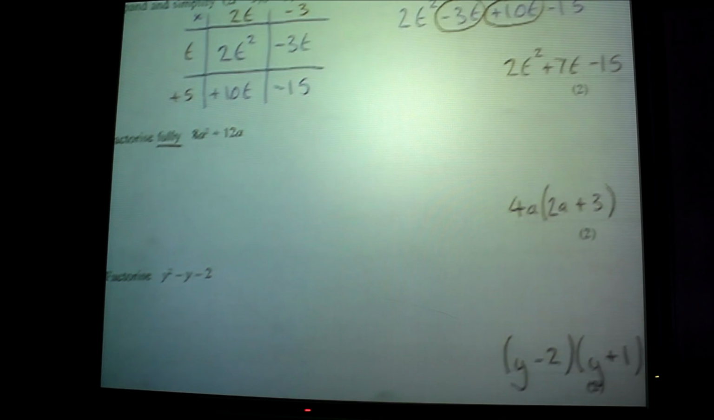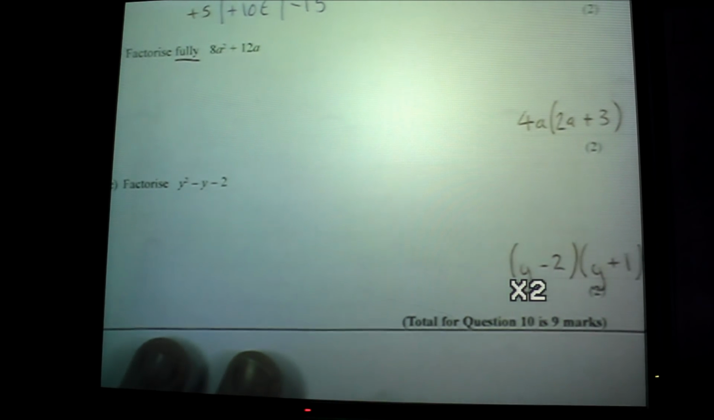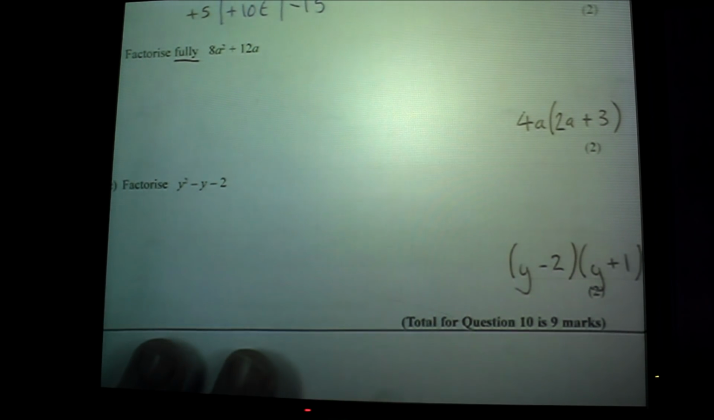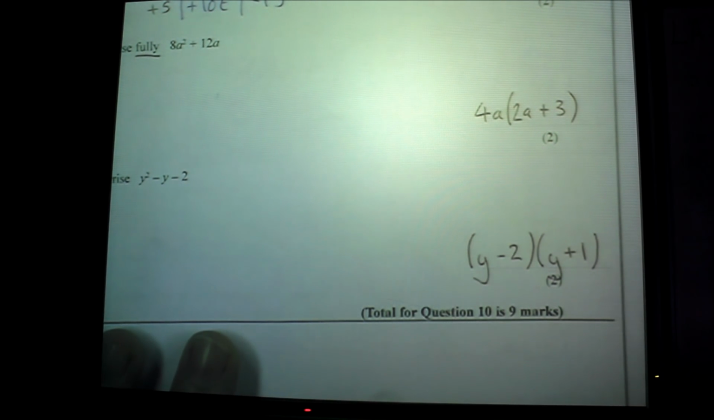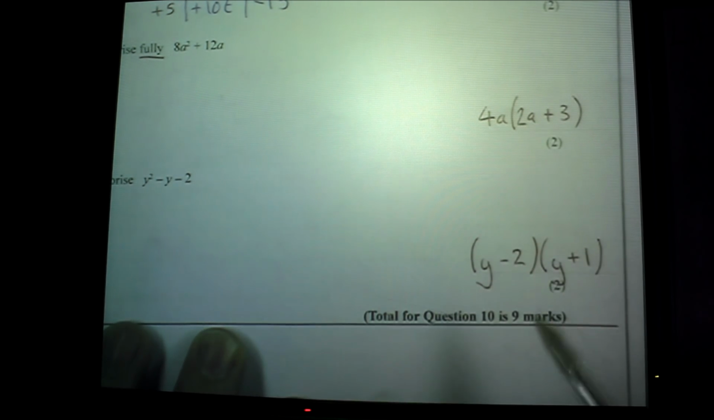And the one at the bottom is a bit nasty, this one I thought. You've got to factorise it, so put it into brackets. You've actually got to put it into double brackets because you've got a y squared and a y there. So you either sort of know that one or you don't really, but it's y take 2, y add 1. Or it's y add 1, brackets y take 2. You can check that by multiplying it out and you will get this here. Question 11.